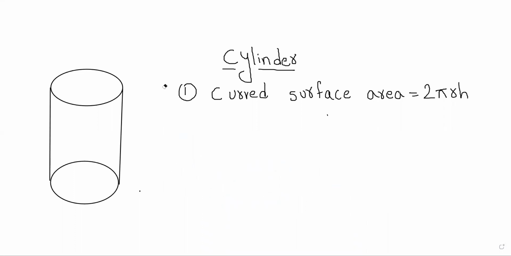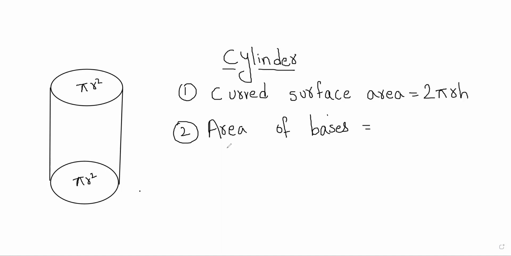The next is the area of the upper surface and the lower surface, which is in the shape of a circle. So area of both the bases here. So area of bases is equal to, the area of a circle is pi r square. So this is pi r square, and the lower surface is also pi r square. So pi r square plus pi r square, we get 2 pi r square.